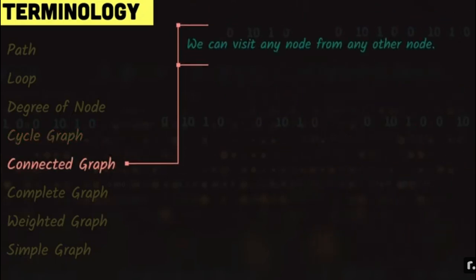Next we have a connected graph. A connected graph is a graph where we can visit any node from any other node. The number of edges between the two nodes doesn't really matter. What's important is to have a path between two nodes.